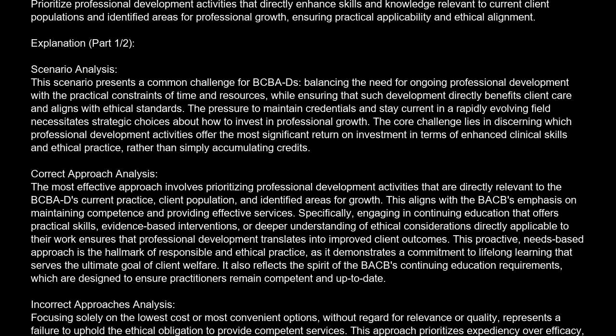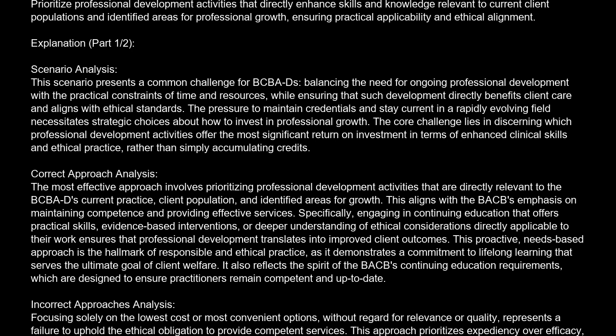Explanation. Scenario analysis. This scenario presents a common challenge for BCBA-Ds, balancing the need for ongoing professional development with the practical constraints of time and resources, while ensuring that such development directly benefits client care and aligns with ethical standards. The pressure to maintain credentials and stay current in a rapidly evolving field necessitates strategic choices about how to invest in professional growth. The core challenge lies in discerning which professional development activities offer the most significant return on investment in terms of enhanced clinical skills and ethical practice, rather than simply accumulating credits.